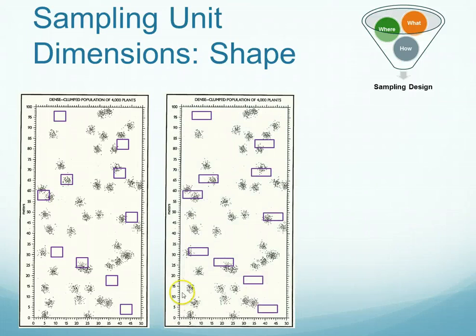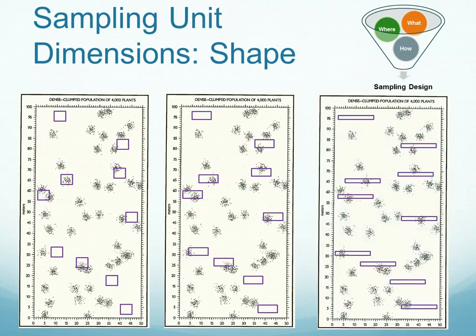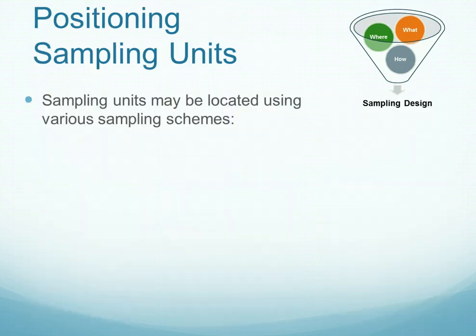In this situation, we see that we increase the precision as we go to more and more rectangular quadrats because it incorporates more of the variability that is inherent in the area within each one of the units.